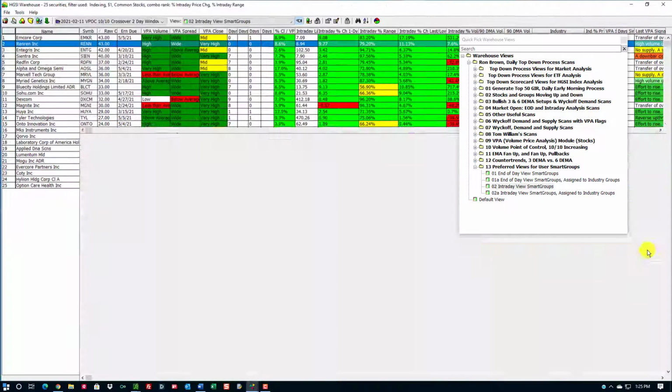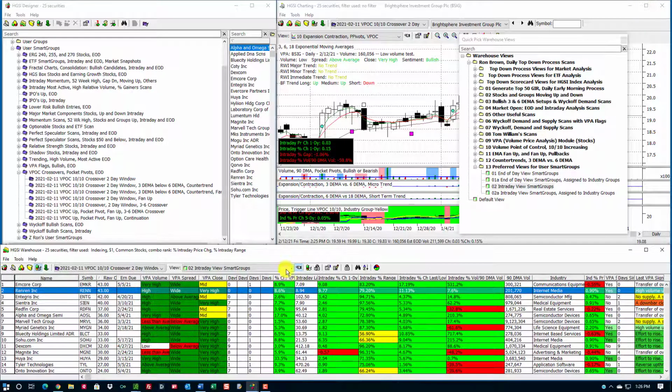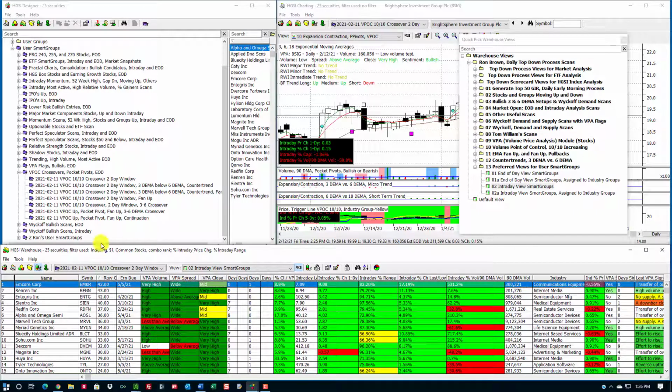And by the way, I've cut the number of stocks appearing down to 25. It gets tedious after that to look through charts. These are the scans from last night or early this morning, and then I am using the intraday view. Now I want to explain this. You should be using these views for the smart groups. I put them together for a specific reason.